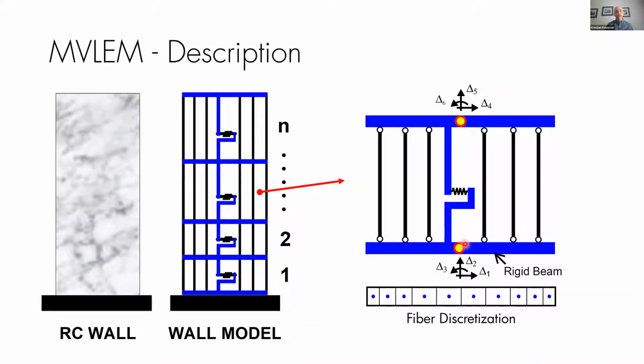It's kind of like a beam column element, but it's two-dimensional, and it's primarily for walls because it has this planar cross section, which you discretize into fibers. So essentially, it's a fiber model. It has these rigid beams at top and bottom. It has a total of 6 degrees of freedom at these 2 nodes.